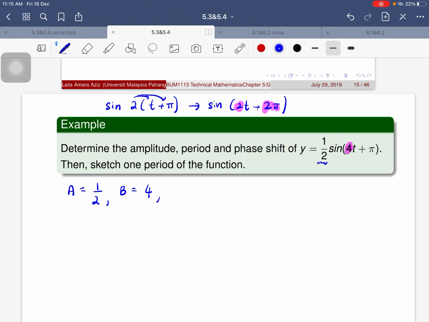Alright, so next, going back to our example. For here, what is going to be my value of c?